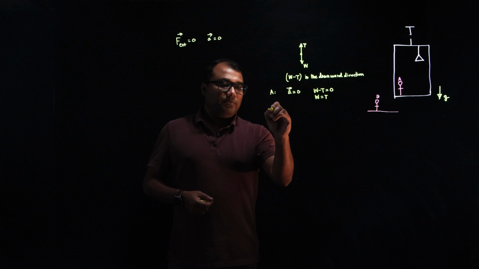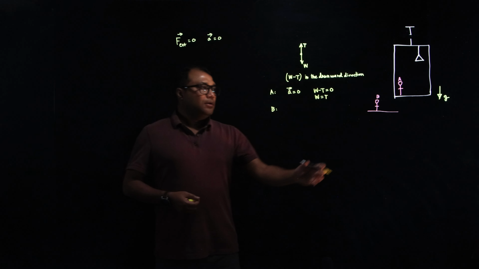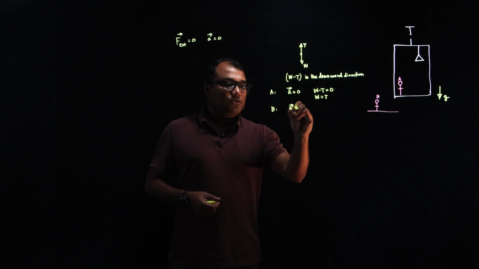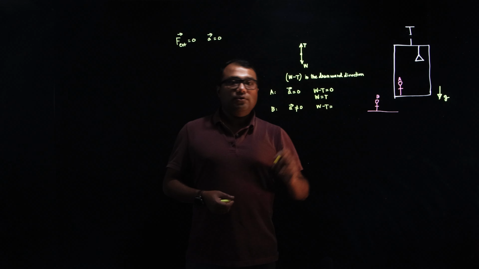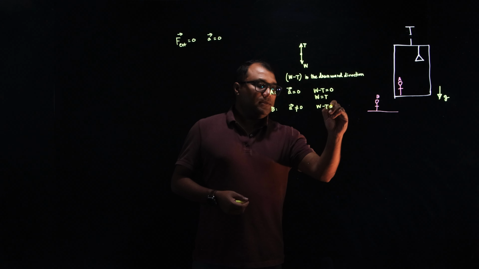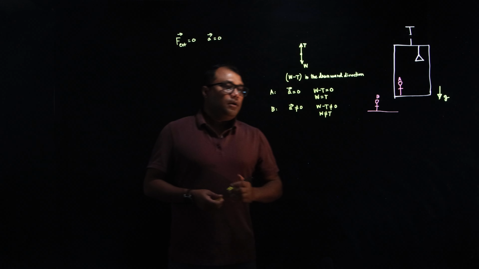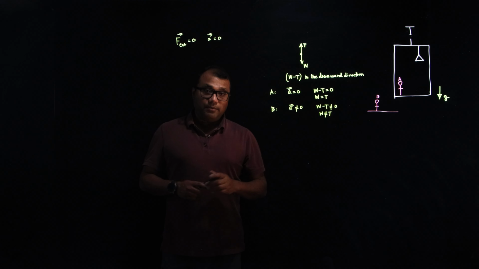Now let's look at the frame of reference of B. Now he sees that acceleration is not zero, it is g, right? So W minus T is not zero. He puts together Newton's first law and says W minus T is not zero, so W is not equal to T. Now both of these cannot simultaneously be right. So one of the frames of reference is definitely not a valid frame of reference, and we should not be applying Newton's laws on those kinds of frames of reference.